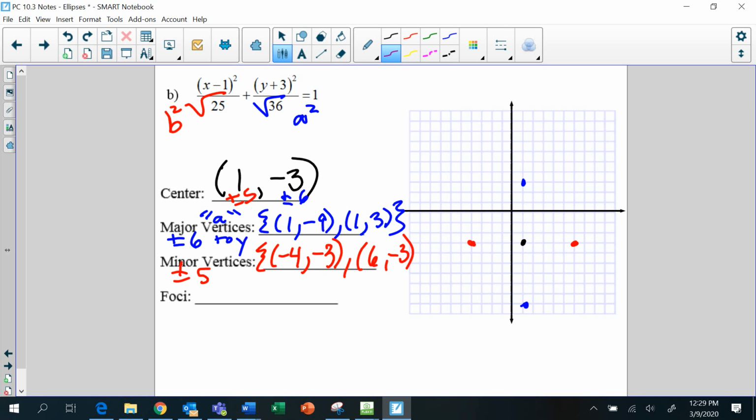So this is the ellipse, and then I still have to find the foci. Just trying to connect these without making it look like an egg or a football. Oh, that one was ugly. Review the last one there.